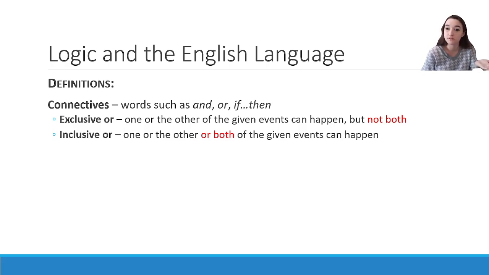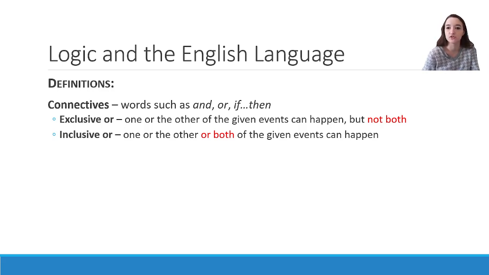For our purposes, throughout the study of symbolic logic here, we're only going to talk about the inclusive or, which is the one or the other or both. The exclusive or does have its place in symbolic logic as well. We're just going to ignore it for our purposes, so you don't have to worry too much about it.